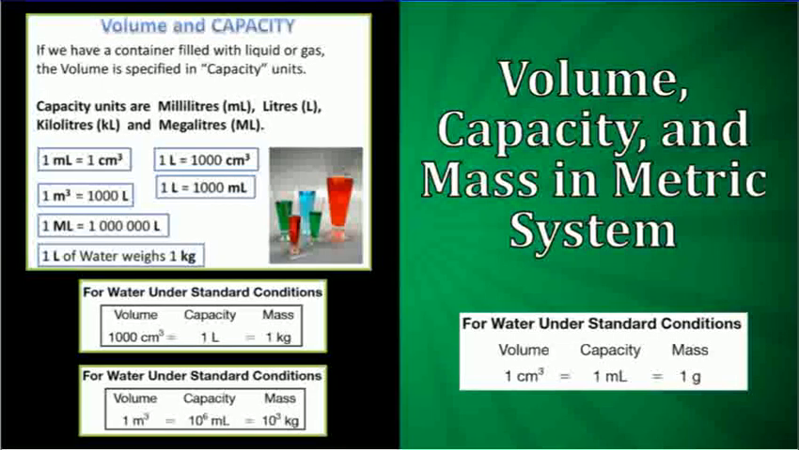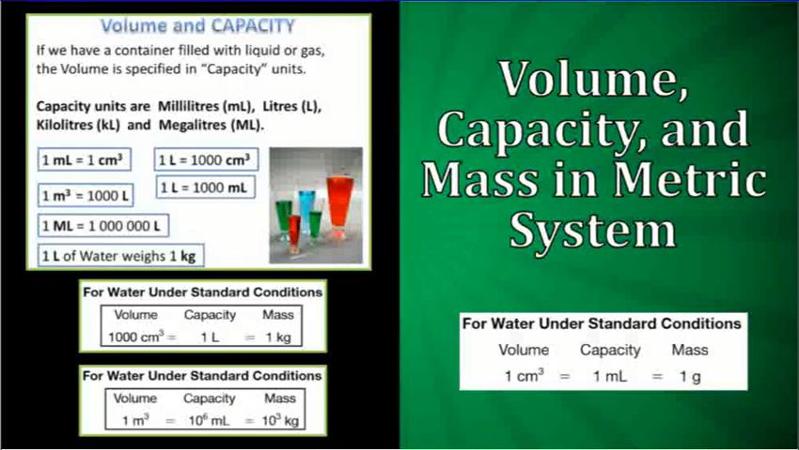We have a container filled with liquid or gas, and the volume is specified in capacity units. So capacity units are like milliliters, liters, kiloliters, and megaliters. So you can see 1 milliliter is the same as 1 cubic centimeter, or 1 liter is the same as 1,000 cubic centimeters, and 1 cubic meter is like 1,000 liters. And all of these are only dealing with water, because other liquids and gases would have a different amount of capacity.